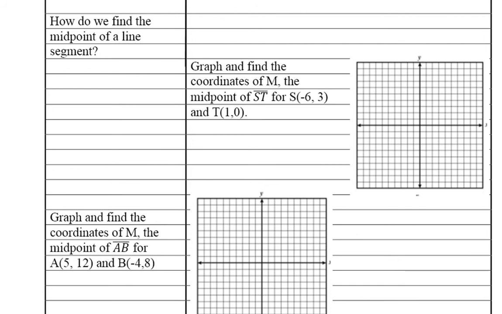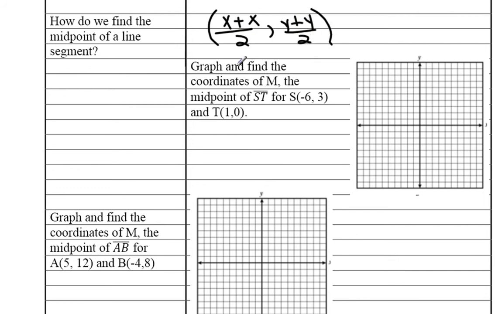Midpoint formula. The midpoint is a coordinate point on a coordinate plane. It's going to be represented by an x and a y. So the midpoint formula is adding the x values together, dividing by 2, adding the y values together, and dividing by 2.